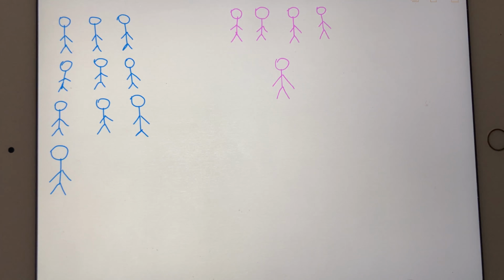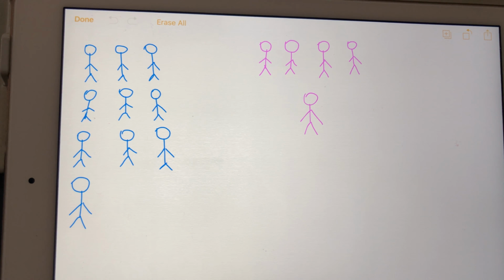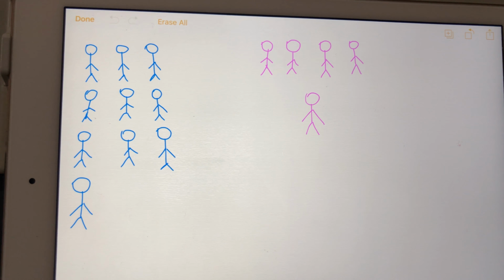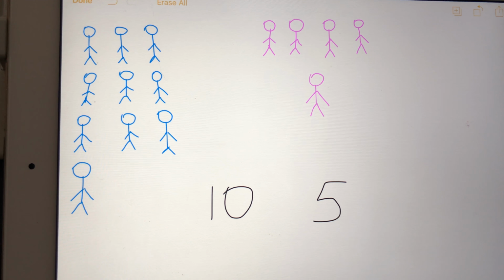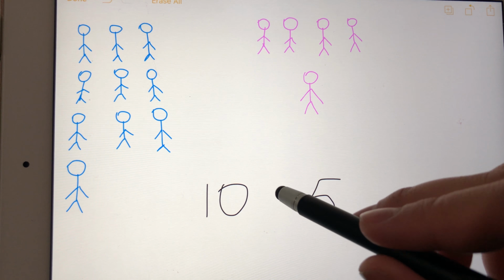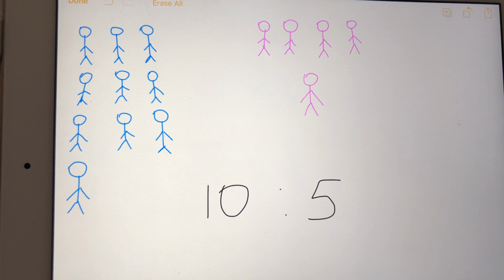So here is an example of what a ratio would look like. In the class, there's 1, 2, 3, 4, 5, 6, 7, 8, 9, 10 boys to 5 girls. So here you can write 10, and then here it's 5. A ratio uses a colon to compare two numbers in a whole set. So in here, the ratio is 10 to 5 because there's 10 boys to 5 girls.